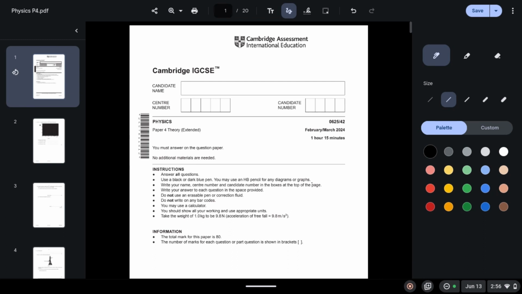Today we will be solving Cambridge IGCSE Physics Paper 4 Variant 42 of February-March 2024.